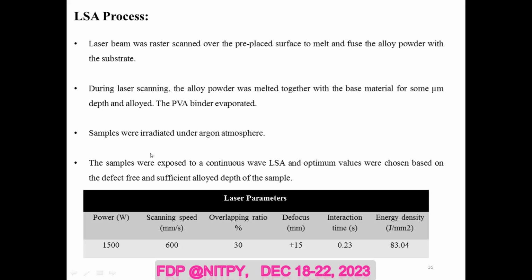The samples were irradiated under argon atmosphere to avoid external contamination. The samples were exposed to continuous wave laser surface alloying, and the optimum values were chosen based on defect-free, crack-free and pore-free results. Without any defects, we have selected these laser parameters: the power, scanning speed, overlapping ratio, defocus, and the interaction time. Finally, we calculated the energy density. So these are the major laser parameters we optimized for this experimental work.